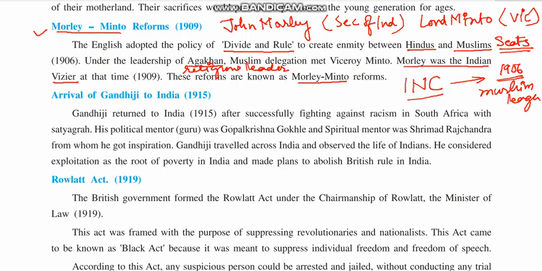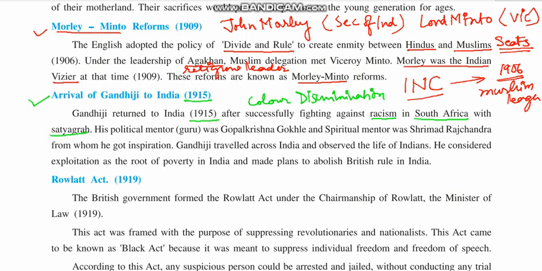Next topic is the arrival of Gandhiji, 1915. Gandhiji returned to India in 1915. We know about this, after successfully fighting against racism. Racism means color discrimination, which was going on in South Africa, with Satyagraha. Satyagraha we know.